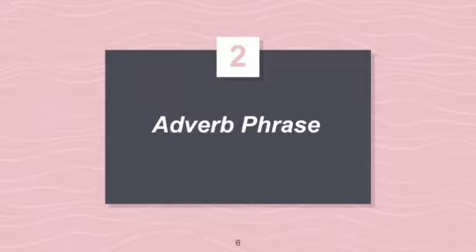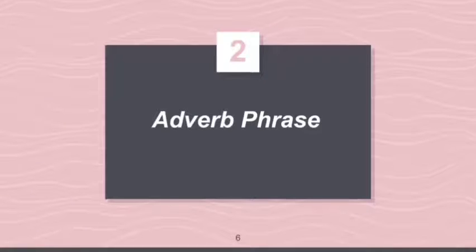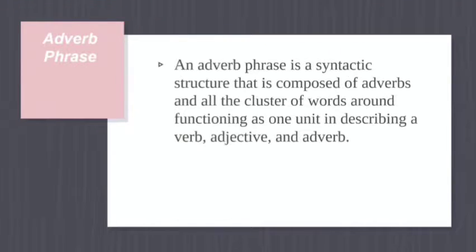And now we're down to adverb phrases. So what is an adverb phrase? An adverb phrase is a syntactic structure that is composed of adverbs and all the cluster of words around, functioning as one unit in describing a verb, adjective, and adverb. So as we all know, an adverb gives more description of verbs, adjectives, and adverbs too.